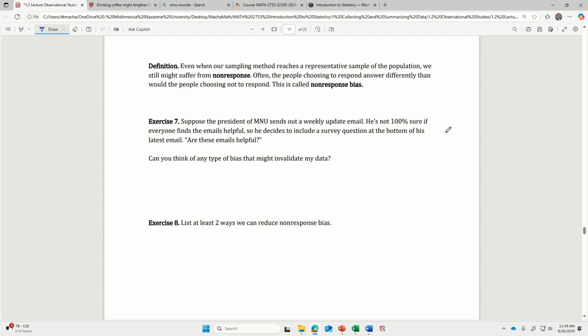But if there's people out there who love that kind of weekly update thing and they read every word, well, they're more likely to both respond to this and they're more likely to find that the email is helpful. And so this is a perfect example of non-response bias, because you have a difference in opinion, but you're not seeing the full picture when you get your results. Exercise number 8 says, list at least 2 ways we can reduce non-response bias. Can you think of 2 ways?